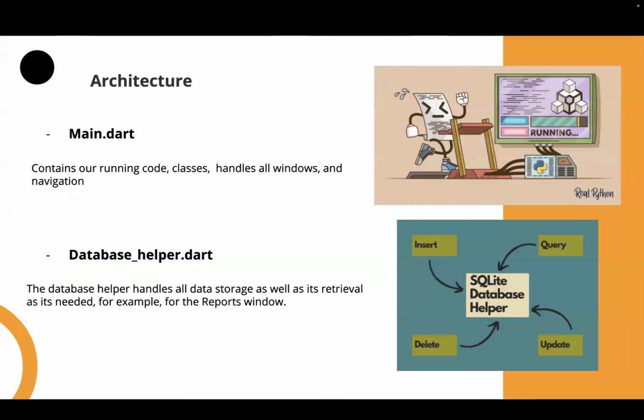Moving on to the architecture. The way that the application is built, it has two main files. The first is main.dart, and main.dart will contain everything that comes with running code, classes. It handles all windows and navigation inside of the application. Then we have our database_helper.dart, and this acts as the main point of contact for everything that has to do with data reconciling in the application. It stores all of it, and then when it's needed, it'll send it back, for example, to the reports window, so you can see it visually.